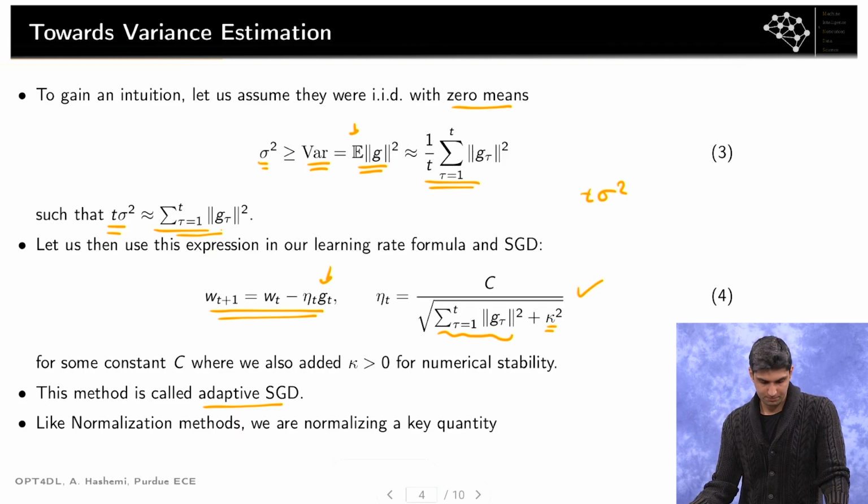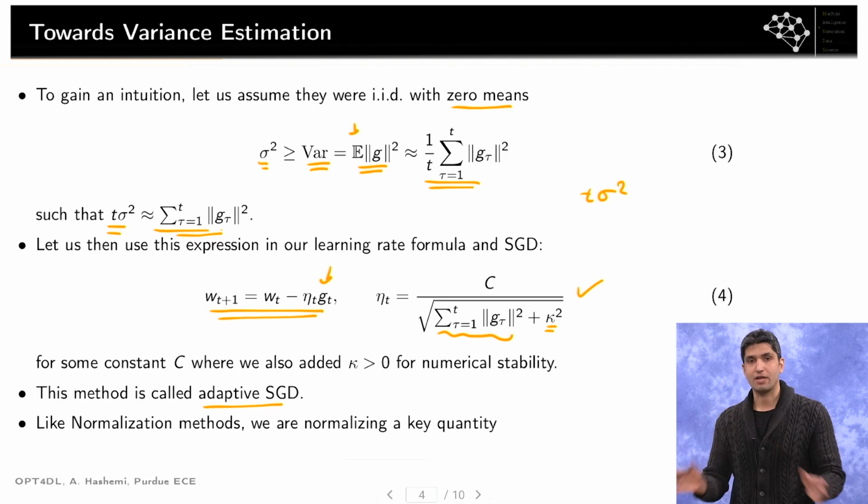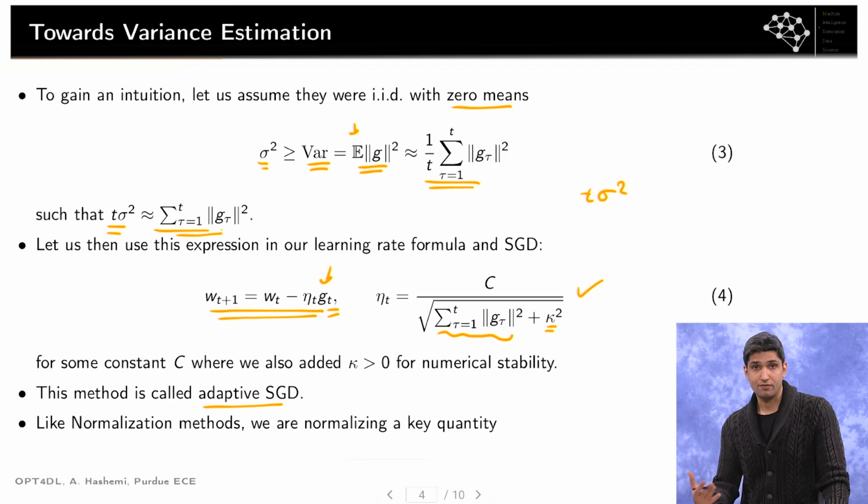Also, there is this connection to the normalization methods we talked about. In terms of normalization, batch normalization and layer normalization, we talked about activation vectors being normalized by a certain variance. So here we are also doing the same thing. We are basically normalizing the stochastic gradient with variance. So that's why, deep down, at least from an intuitive perspective, there is a nice connection between normalization methods and adaptive SGD.